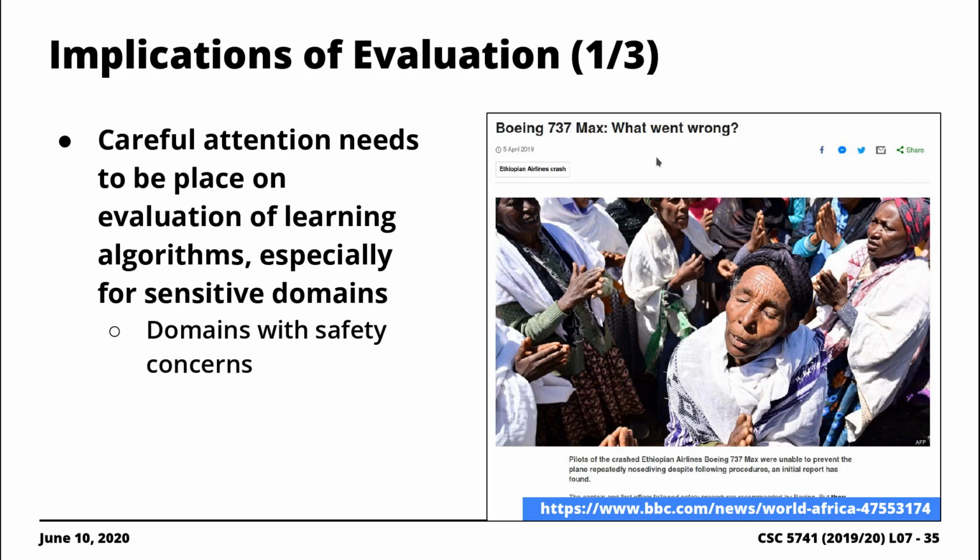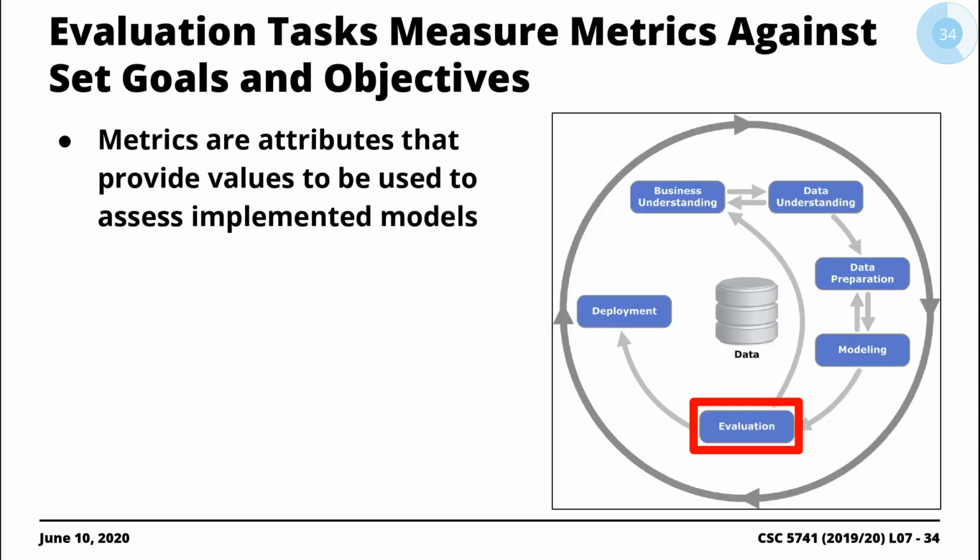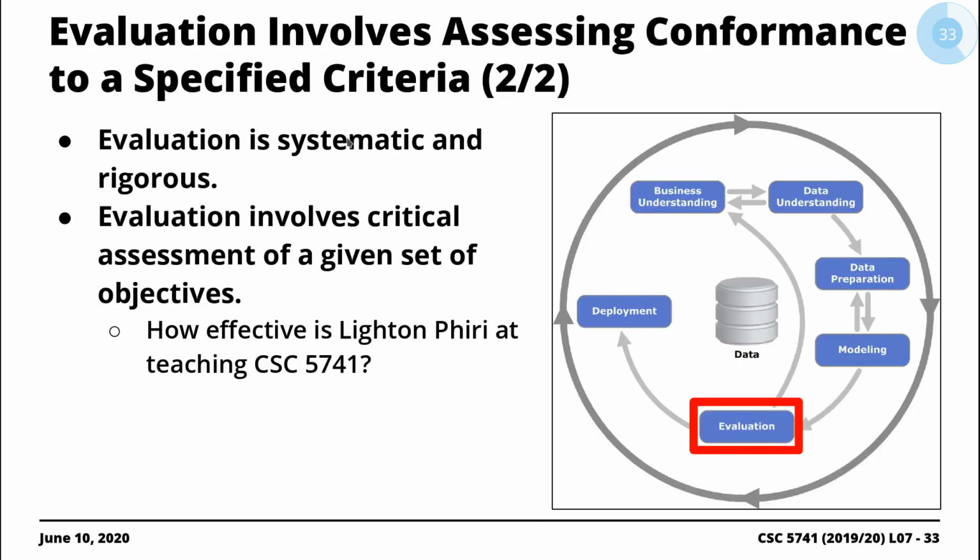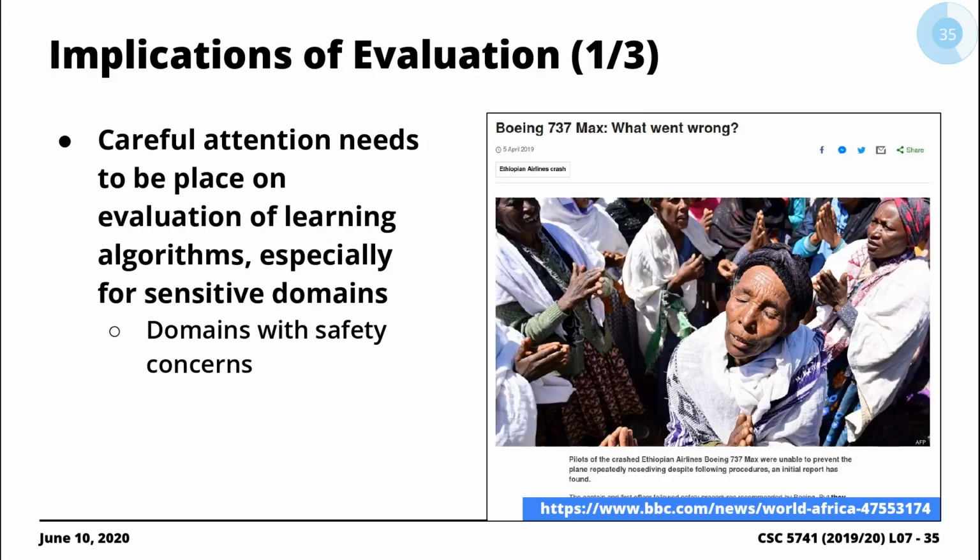So one way of looking at why the problem could have occurred is because someone slacked. Someone did not pay particular attention to the evaluation process, right? Because if the evaluation of this Boeing 737 MAX was systematic and rigorous, they would have been able to figure out the problem before it actually happened, right? If you look at this, slide number 35.